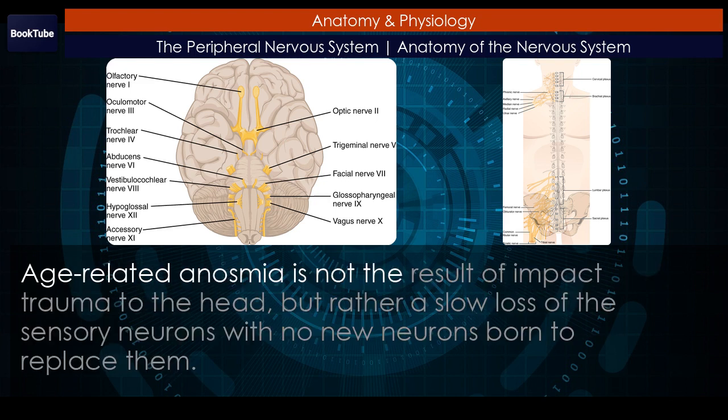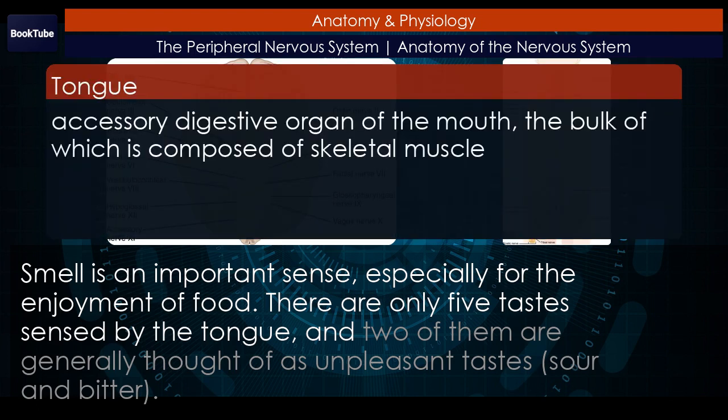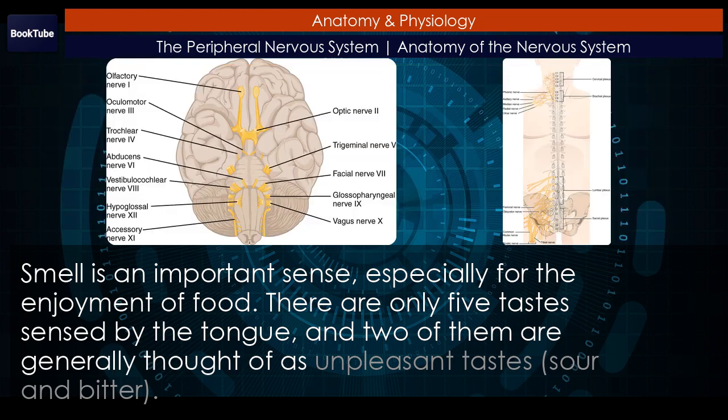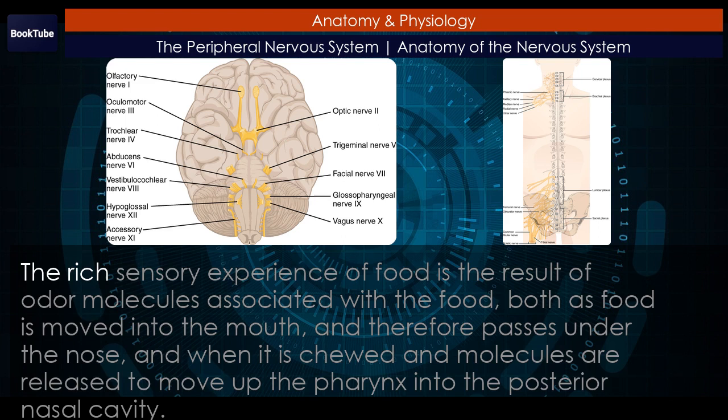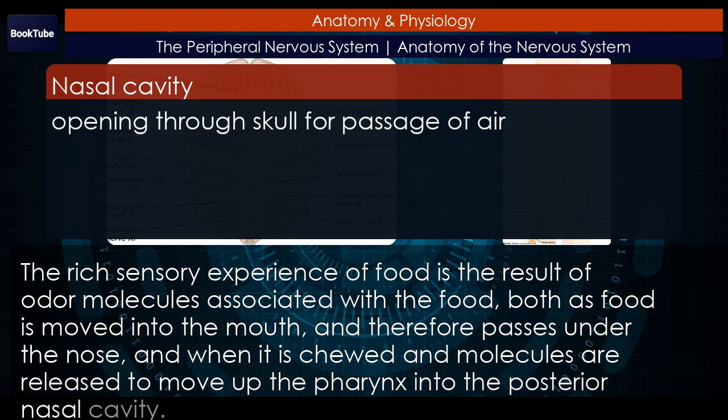Age-related anosmia is not the result of impact trauma to the head, but rather a slow loss of the sensory neurons with no new neurons born to replace them. Smell is an important sense, especially for the enjoyment of food. There are only 5 tastes sensed by the tongue, and 2 of them are generally thought of as unpleasant tastes: sour and bitter. The rich sensory experience of food is the result of odor molecules associated with the food, both as food is moved into the mouth, and therefore passes under the nose, and when it is chewed and molecules are released to move up the pharynx into the posterior nasal cavity.